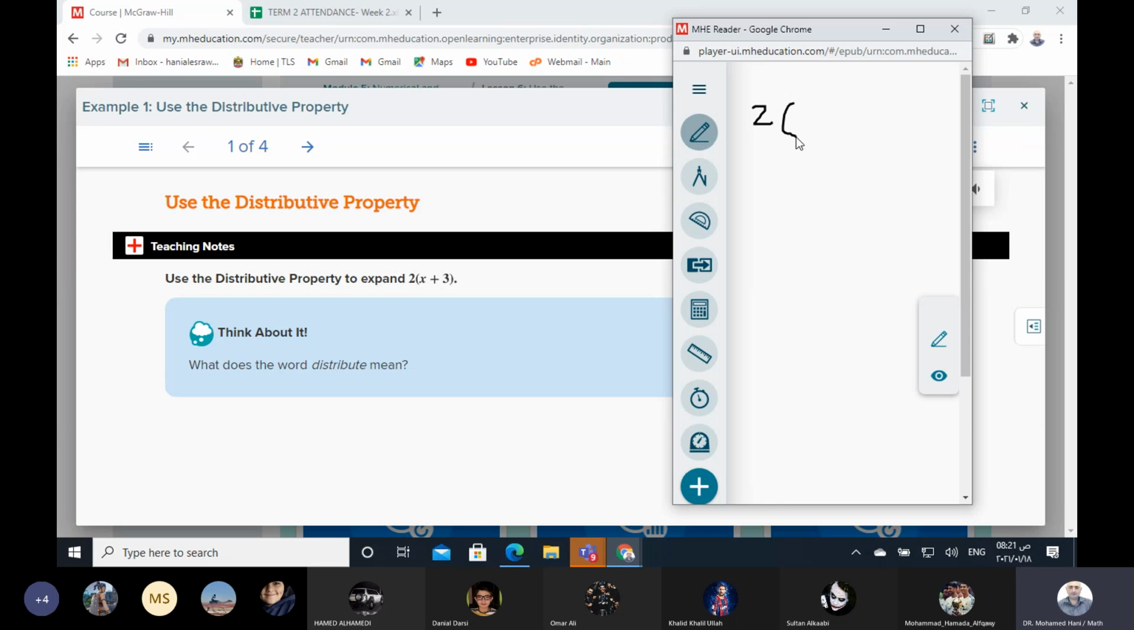So here we have 2 multiplied by parentheses, we have inside x plus 3. How to use the distributive property? Take 2 multiplied by x at the first. 2 times x, 2x. Then here we have plus, write plus. Then take 2 multiplied by 3. 2 times 3 will be 6. So the answer will be 2x plus 6.